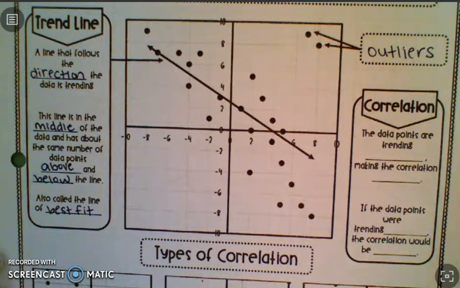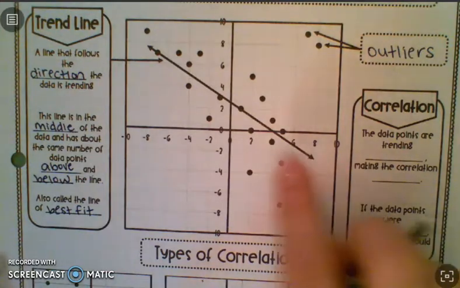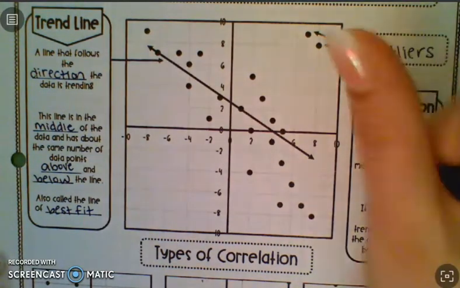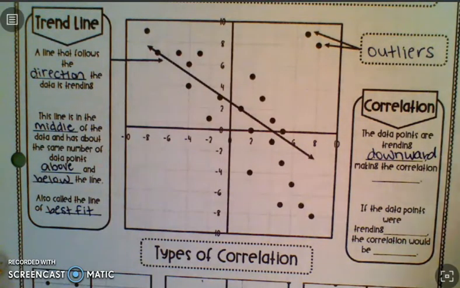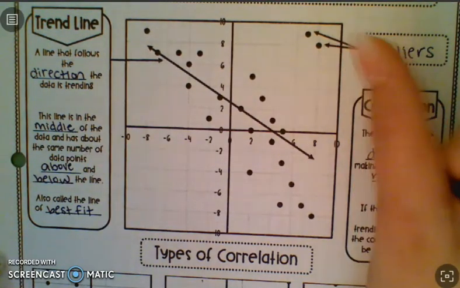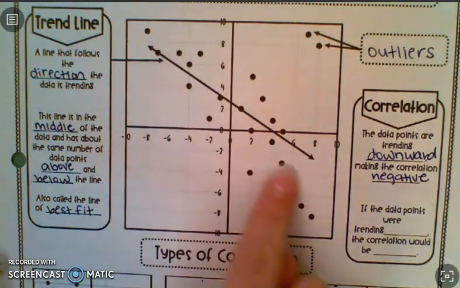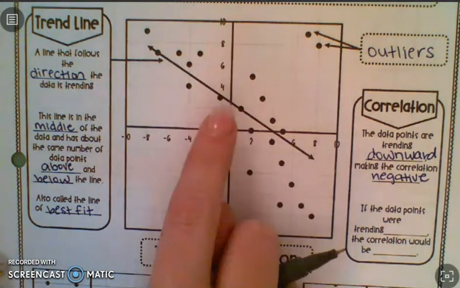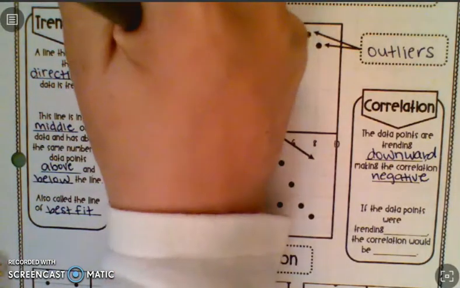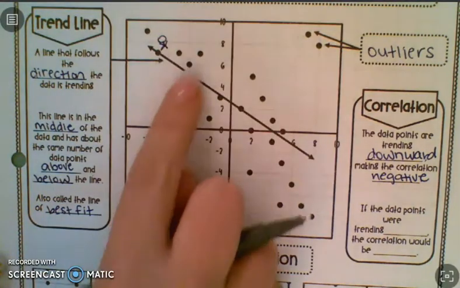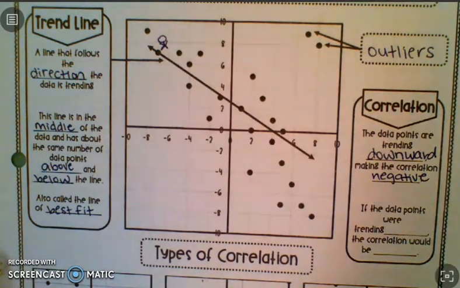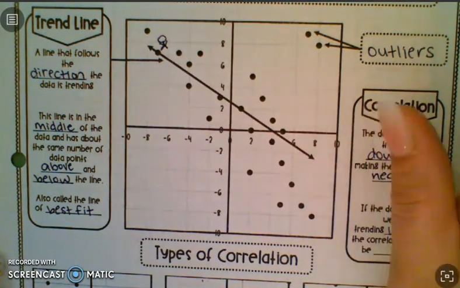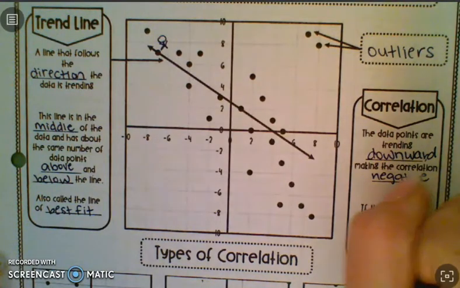And you can have two types of correlation. You can either have a positive or a negative correlation. So in this case, the data points are trending downward, making the correlation negative. And if I look at the line they drew for you, it has a negative slope. It's going down. Remember, you know that because if you draw your little person, he'd be going downhill, not uphill. If the data points were trending upward, then the correlation would be positive.